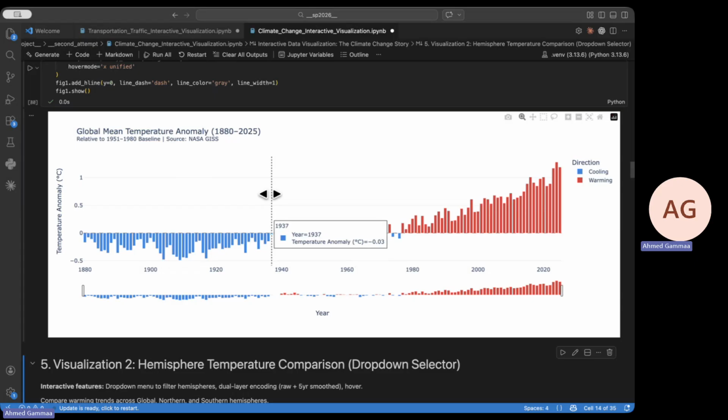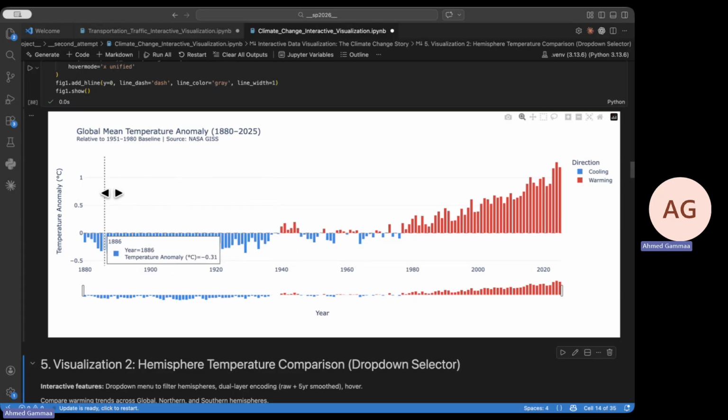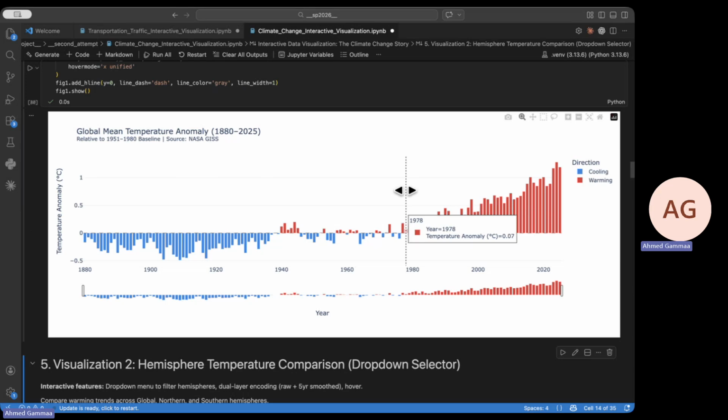it's been always negative before that. And after 1977, 1980, it started to become only positive.